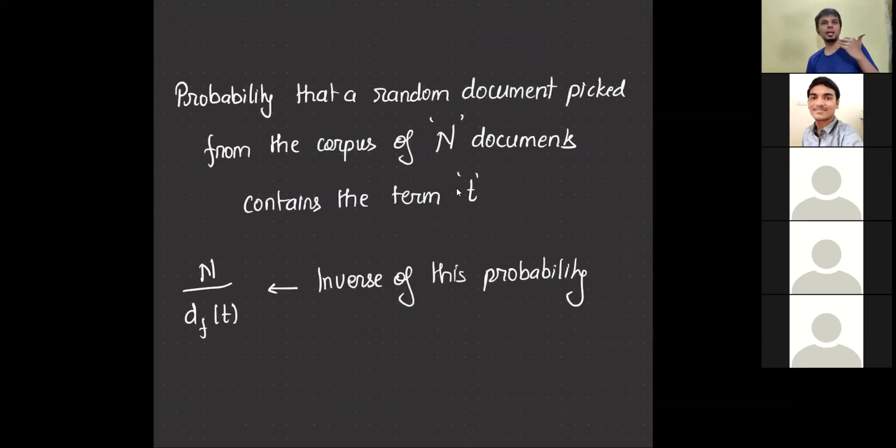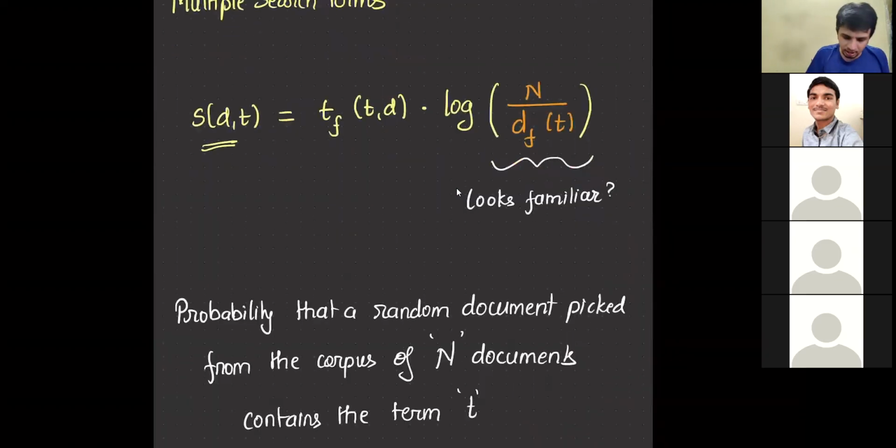And when we take its inverse, it becomes n upon df. So if you see this particular interesting looking part, n upon df is nothing but a probability of us finding the word in the corpus, right? So if the probability is higher, it means it is adding lesser value, right? It's just that. So this is what makes this formula golden.